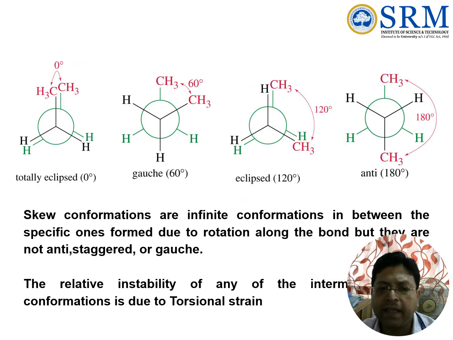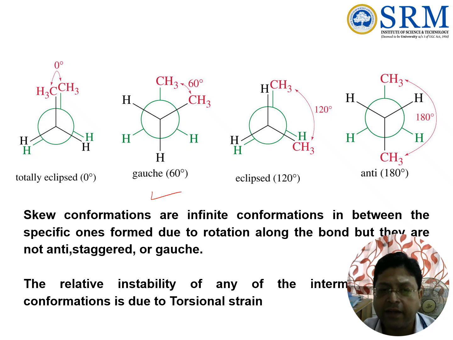So you can see here the skew conformations are infinite conformations in between the specific ones, formed due to the rotation along the bond, but they are not anti, staggered, or Gauche. So if we can see here, in the case of totally eclipsed, the dihedral angle is 0 degree. And then here another eclipse, where this methyl and hydrogen. So the dihedral angle is 120 degree.